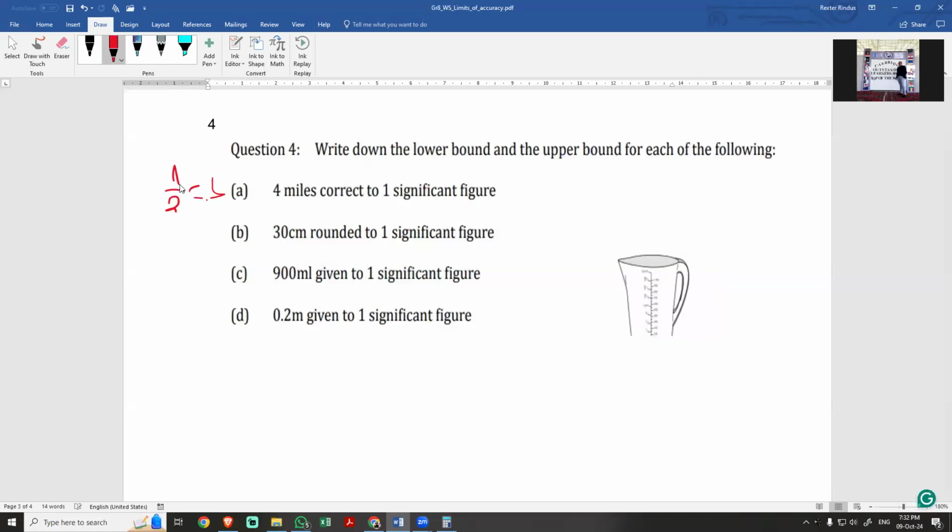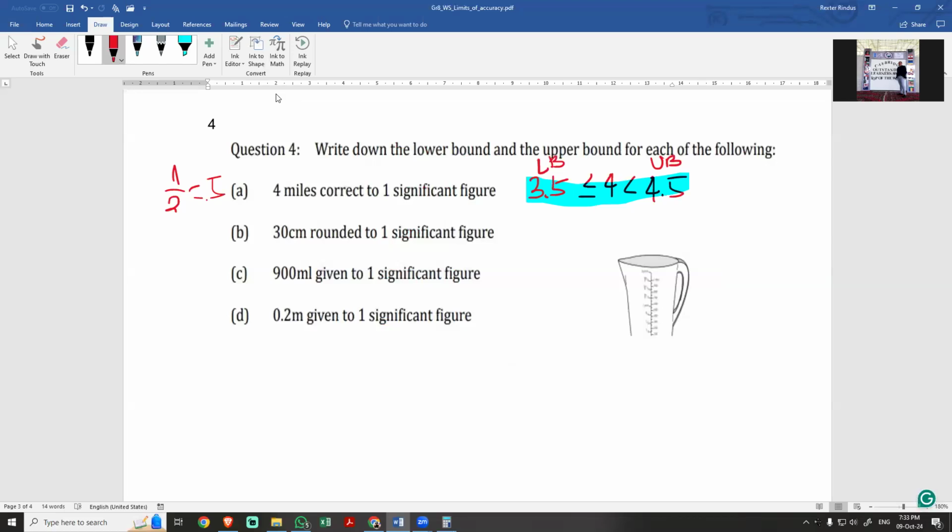So again, it's going to be 0.5. So that means your number here should stay as 3.5 less than or equal to 4, which is 4 miles, less than 4.5. So this should be your answer on letter A, because this is the lower bound, the LB, and this is the UB, or the upper bound.